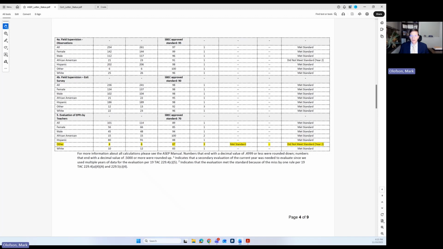In this example, even though the EPP did not meet the standard for the other group for the past 2 years, since the secondary evaluation met the standard this year, the final evaluation does not advance to year 3.